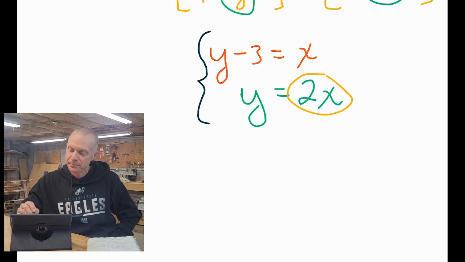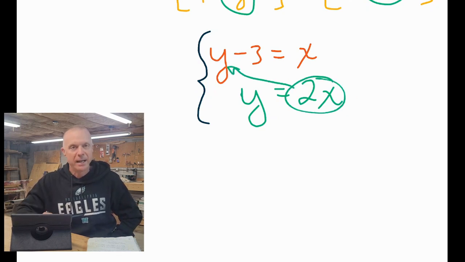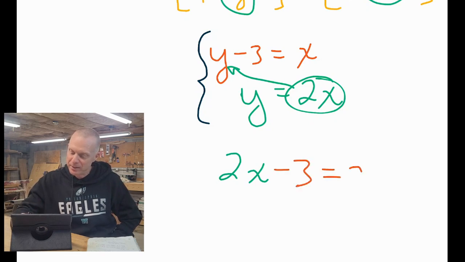substitute your 2x in here for y. And go ahead, you do it. You don't need to watch me, although I'll follow along behind you. And as we work our way to finding x, we should discover that 3x is going to equal 3.